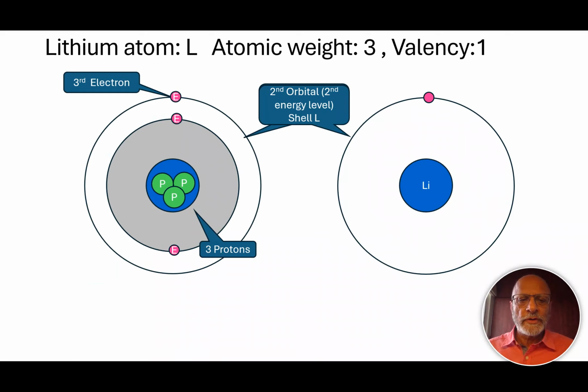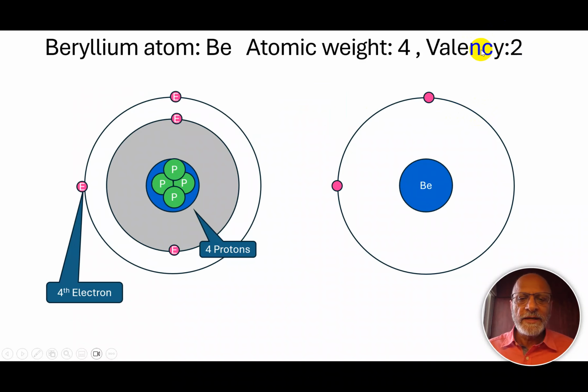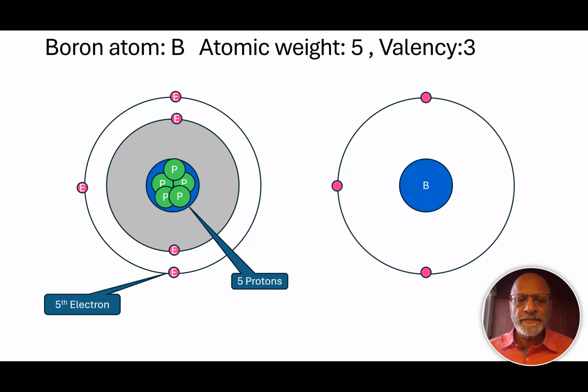When lithium comes along, there is a third electron. So now it opens up the new shell, L. This is now the valence shell. And therefore in the valence shell there is only one electron, so the valency is 1. Beryllium adds a fourth electron, but actually there are only 2 in the valence shell because 2 have already been taken in the inner shell, the first shell. So the valency is 2.